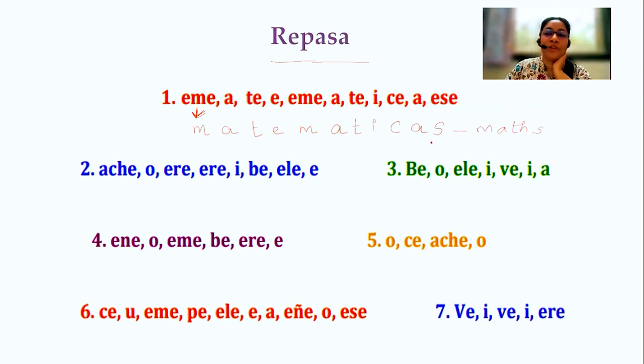Matemáticas, that's how you'll pronounce it. Let's move on to the next one. Hache is H. Ere is R. Again, ere is R.